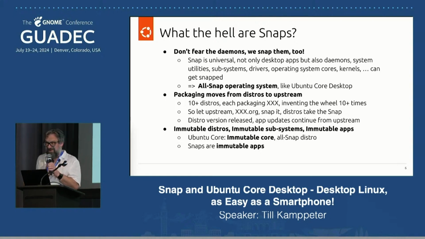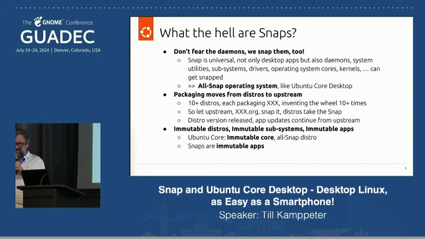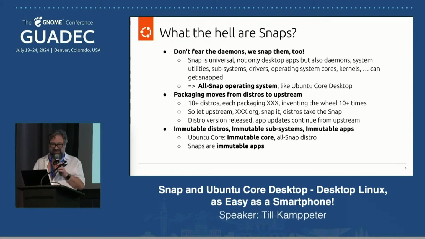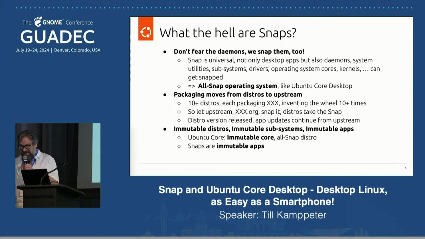With distribution-independent packaging like Snap, the packaging moves from the distributions to the applications, because the application projects can make distribution-independent packages, and so the distributions do not need to package all the applications anymore, and the applications get even updated independently of the distro, so you can have a much newer browser than the release of your distro. And with Snap, we can form immutable distros, and Snaps themselves are some kind of immutable applications.